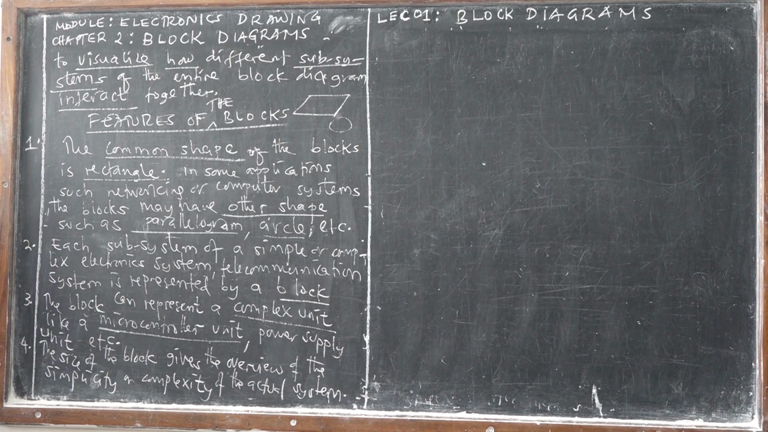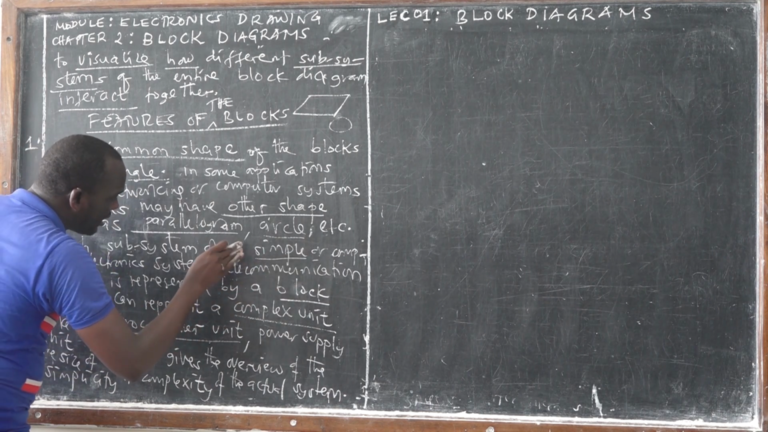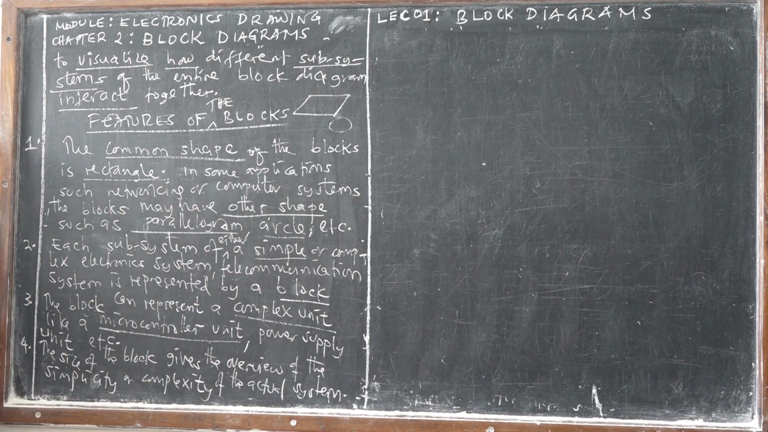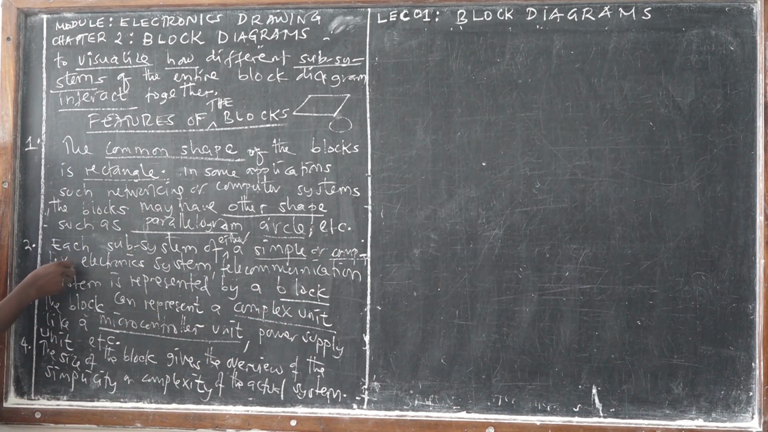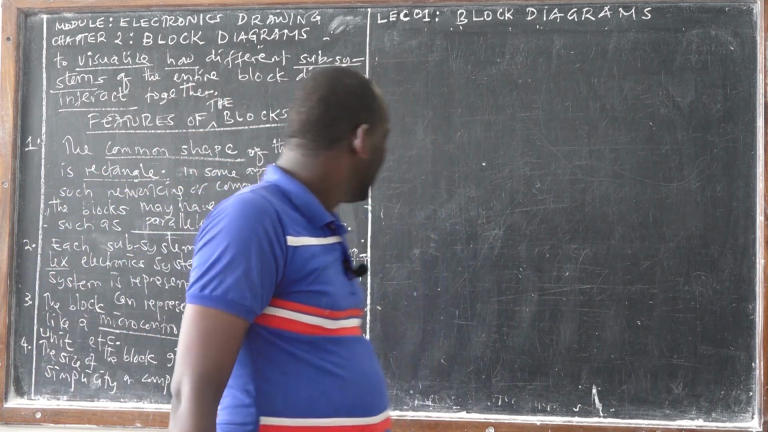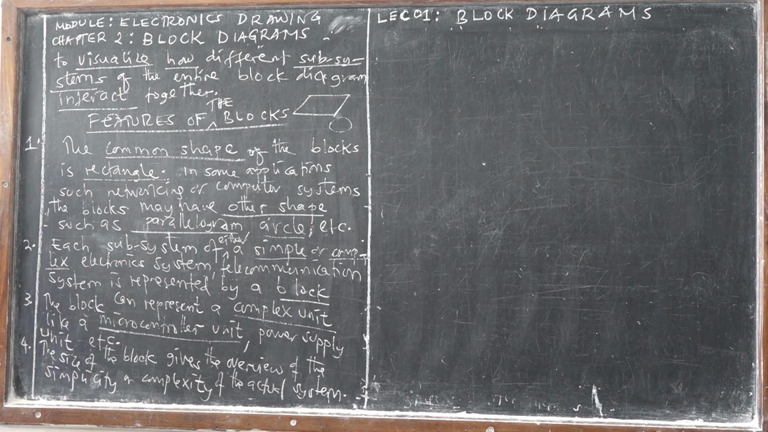Then the second feature: each subsystem, of either a simple or complex electronic system or telecommunication system, is represented by what? By a single block. Then the third feature: the block can represent a complex unit.